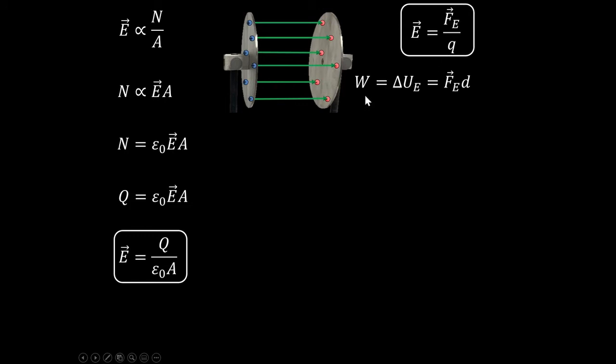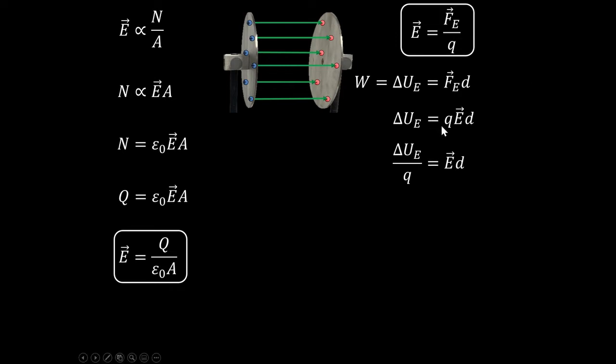We also remember that work is force times distance. The amount of work that we did moving the charges from one plate to another would equal the change in the electrical potential energy, and that would be the electrical force times the distance. Just work is force times distance. Well, if we rearrange this equation, the electrical force is going to be the amount of charge times the electric field. So charge times the electric field times the distance would give us the electrical potential energy.